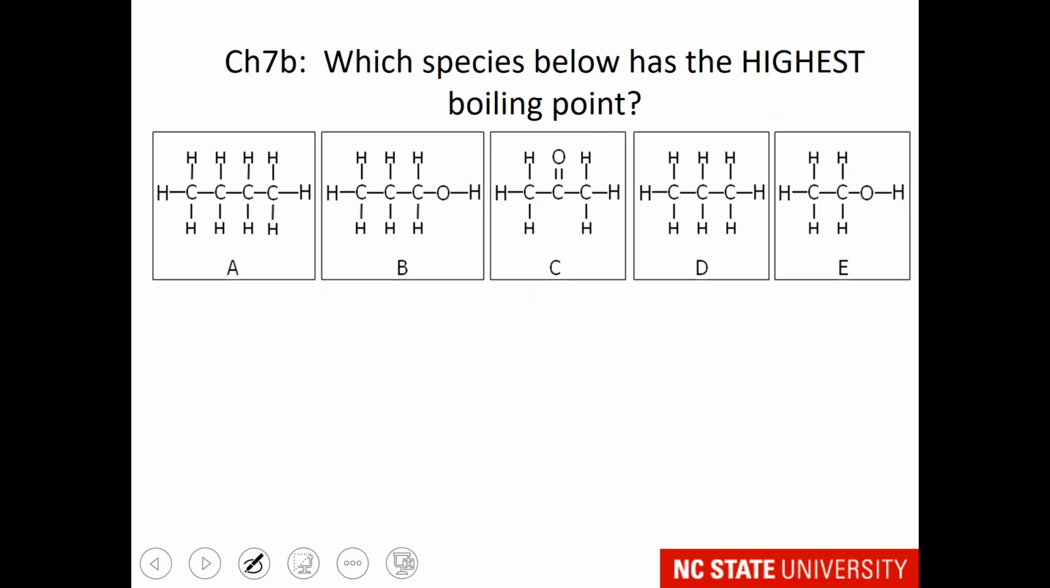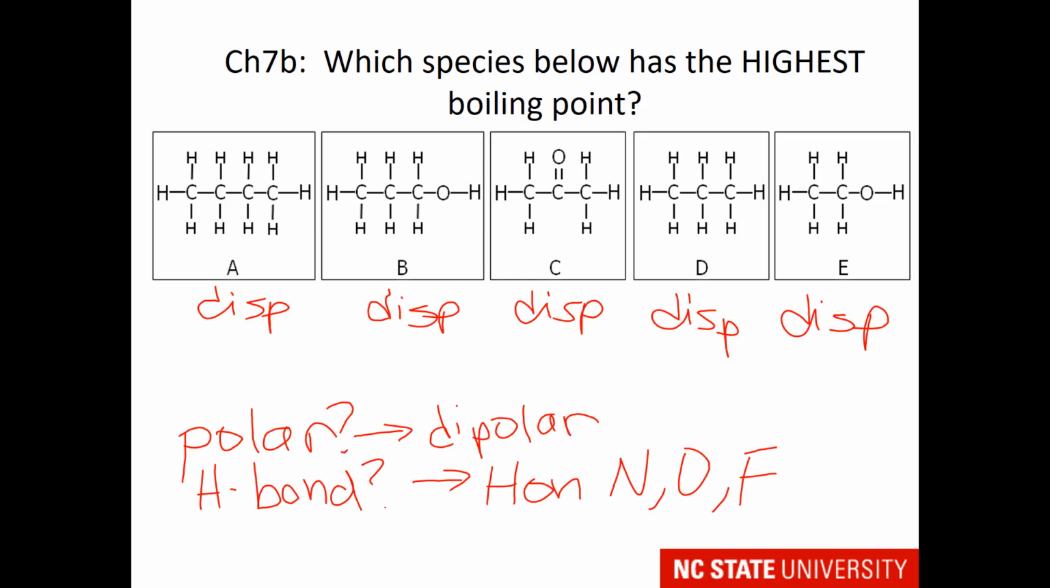Here's a question about which species below has the highest boiling point. These are all molecules, so we need to play the game dispersion, dipole, H-bonding. Of course, you need to decide if the molecule has a polar region to decide if it has dipolar forces. And for H-bonding, you need to identify hydrogens attached to nitrogen, oxygen, or fluorine. And of course, the species with the highest boiling point will have the most intermolecular forces.